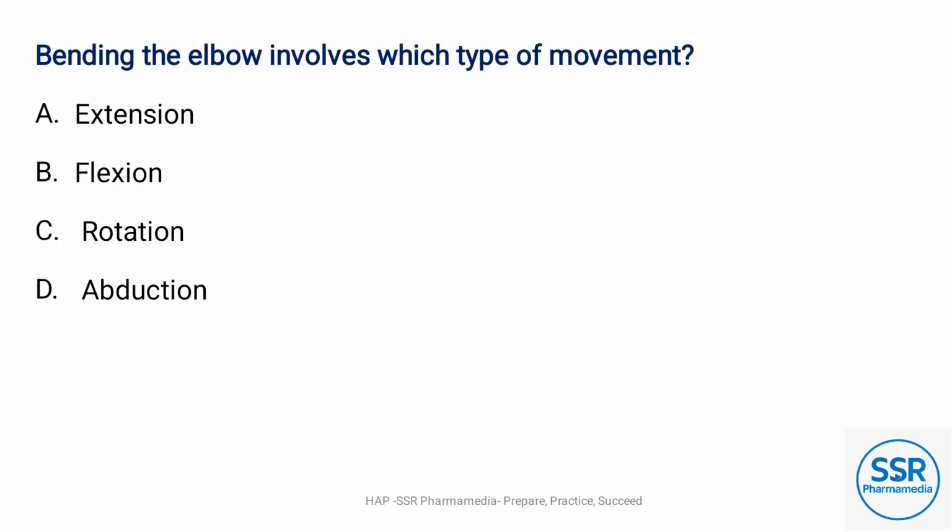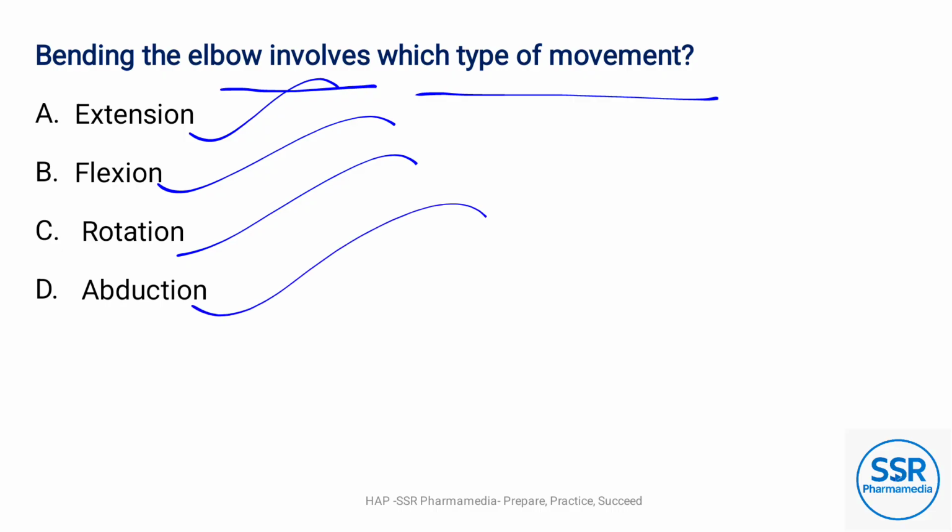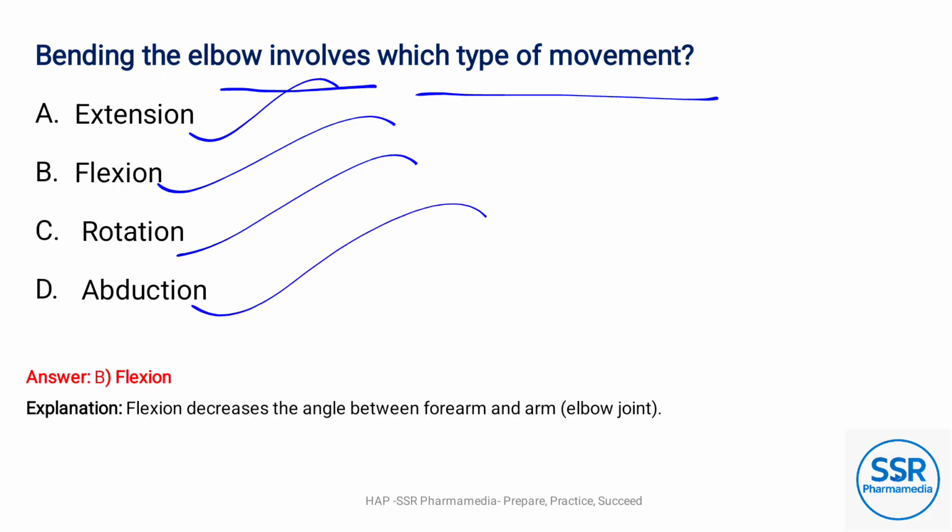Next, bending the elbow involves which type of movement? Bending means towards the middle. Option A extension, option B flexion, option C rotation, option D abduction. So the answer is option B flexion.